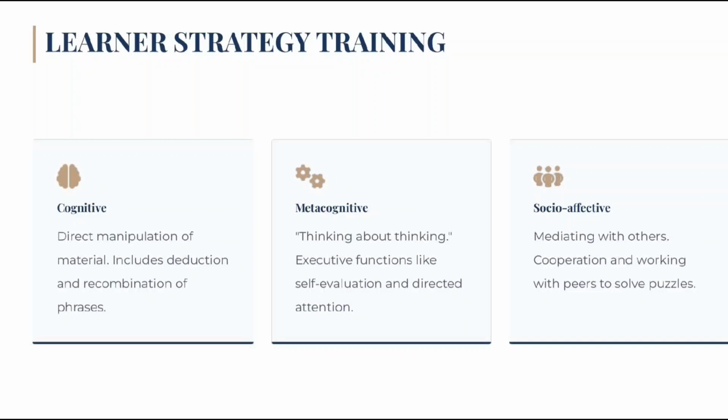And thirdly is the socio-affective. It says here that it's mediating with others, cooperation, and working with peers to solve puzzles. This means that it involves working with others, like cooperating with a peer to solve a language puzzle. For example, in cooperation, such as working with a peer to solve a language puzzle together.